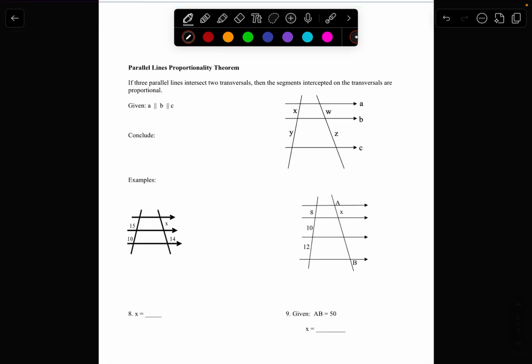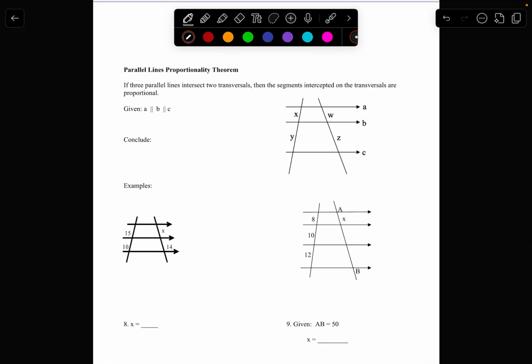My favorite. Parallel lines proportionality theorem. This says if 3 parallel lines intersect 2 transversals, then the segments intercepted on the transversals are proportional. Okay, so I call this the lovely train track proportionality because it looks like a train track. Is that the mathematical term for it? No. Do I care? No.